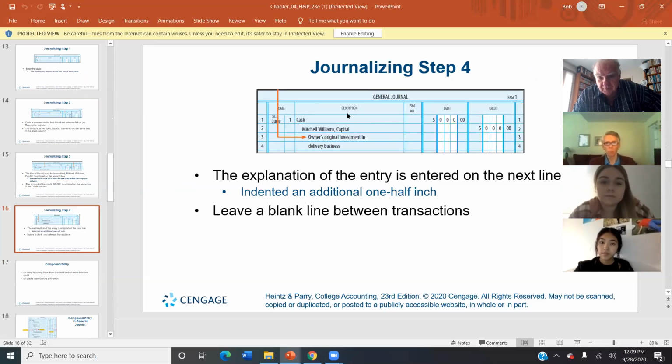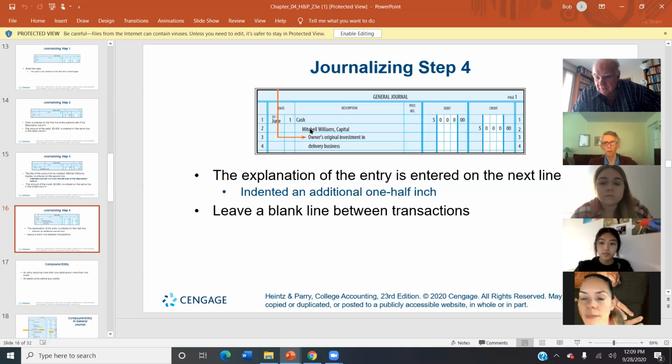So let's look at our journal entry. It has a date, and it'll usually have a reference number out here, but that's not the case here. It has the date it was recorded. It has the cash and the Mitchell Williams capital, which is the pair of chart of account items we're going to impact, okay? Notice the indentation on the credit. You see that, everybody? You indent credits. That's important.